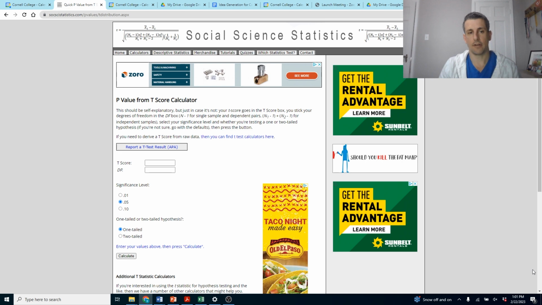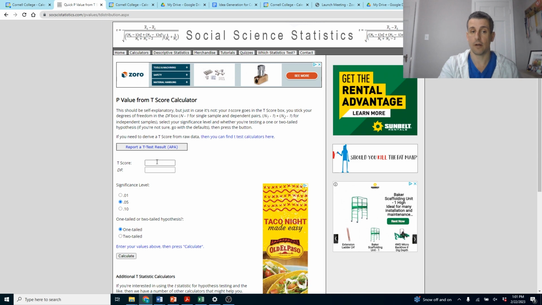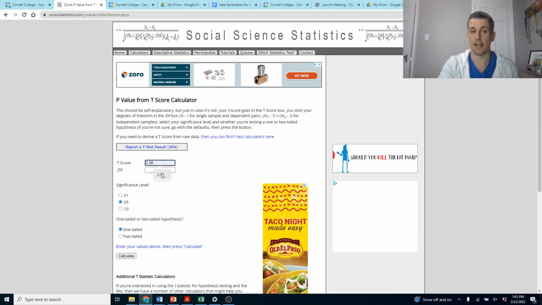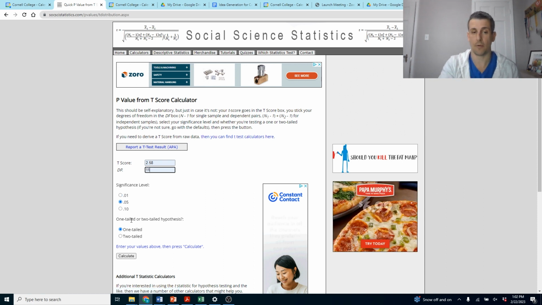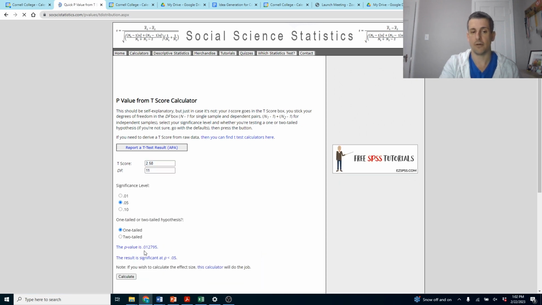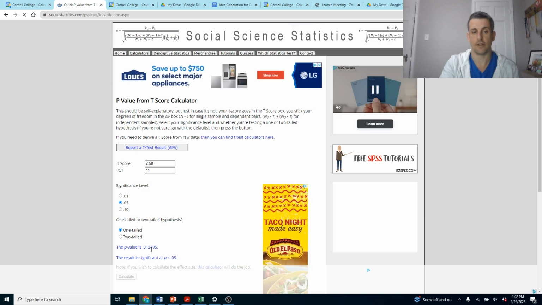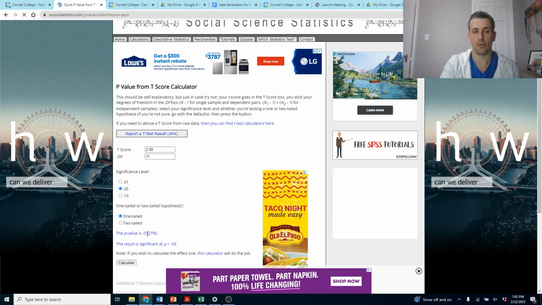Here is an online calculator to calculate the p-value from a t-score. Our t-score, what we calculated, is 2.58, so we can put that in there. And our degrees of freedom, remember, is 11. They don't have the significance level that we used in our example problem, but we do need to select whether this is a one-tailed or two-tailed test, and this is actually a one-tailed test. So we can hit calculate, and our p-value comes out to be 0.0127, which is roughly 1.3%.